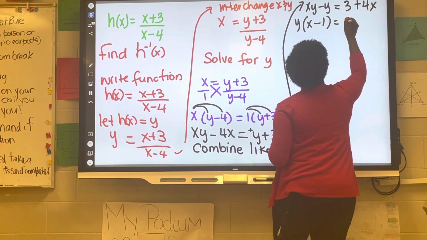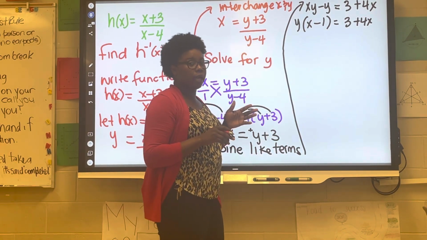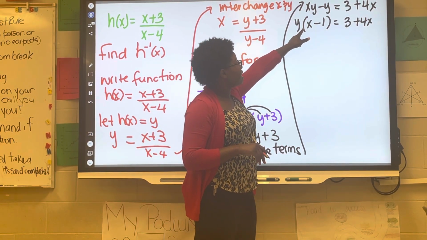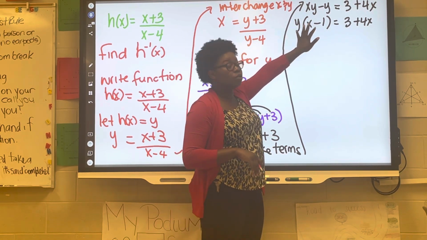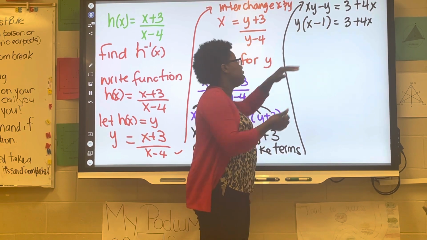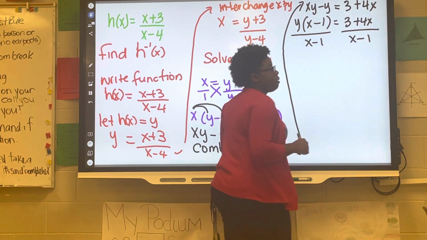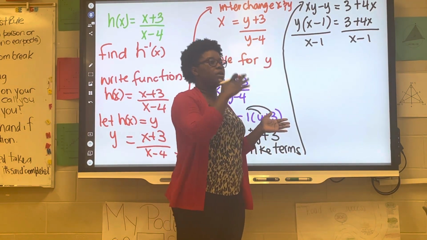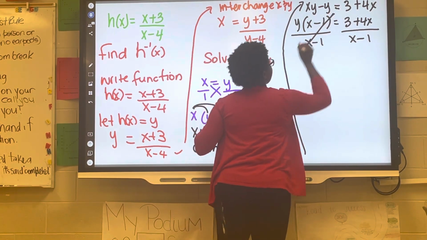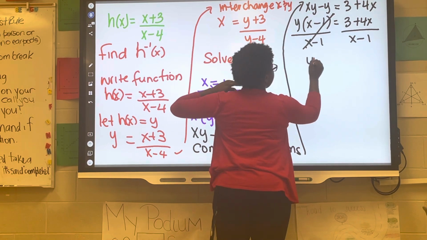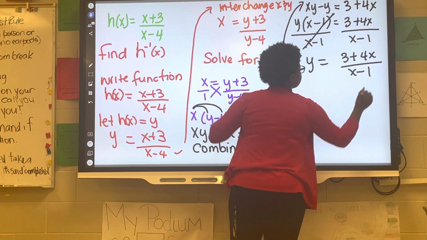Now we're going to move to this part, 3 + 4x. Here, we need to solve for y. So to solve for y, y is being multiplied by all of this in the parentheses, (x - 1). So we have to do the opposite operation by dividing. We should divide by (x - 1) on both sides. And remember, anything you do to one side, you do to the other to balance your equation. So we're going to cancel that. So y is equal to (3 + 4x) over (x - 1).